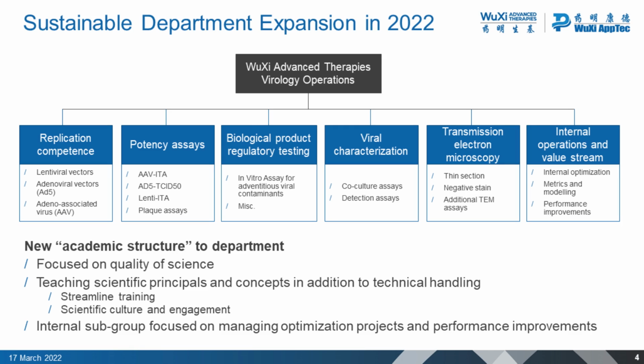We also have a third, or final, group, which you can see in the last bucket, called our value stream group. That's a group focused on our own growth and performance to make sure that we can sustainably grow and focus on the quality of our testing and services that we provide to clients. They're focused on making sure that we manage appropriately for the optimization of our assays, as well as optimization of our group, and providing the structure that we need for streamlining our training and providing that scientific culture and engagement.